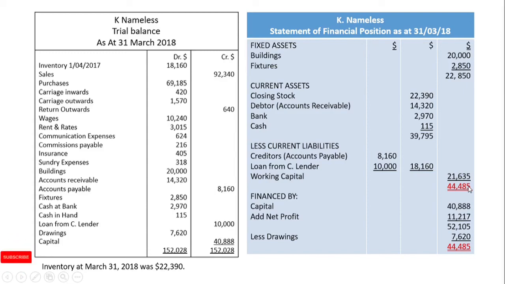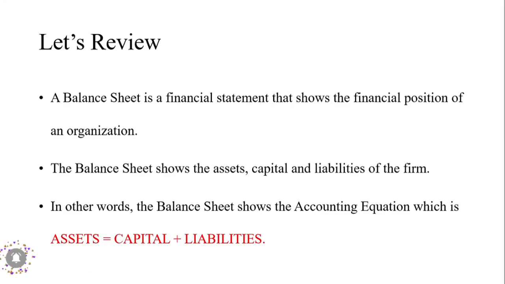You can call it the closing capital if you will. You can call it the total net fixed assets. But these two double line figures must be the same for your balance sheet to be correct. And so they are the same, therefore the balance sheet is correct. Let's review. A balance sheet is a financial statement that shows the financial position of an organization. The balance sheet shows the assets, capital, and liabilities of the firm. In other words, it shows the accounting equation, which is assets equal capital plus liabilities.